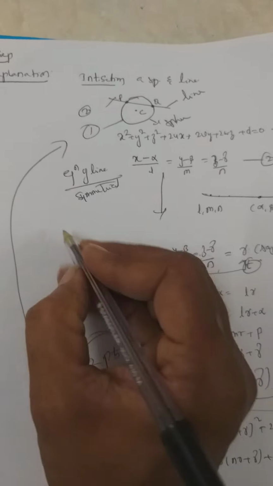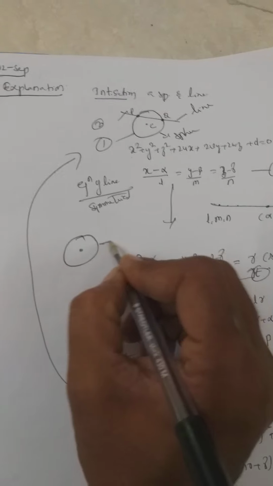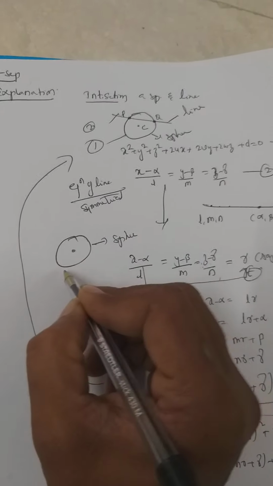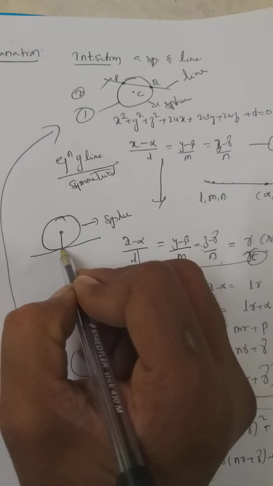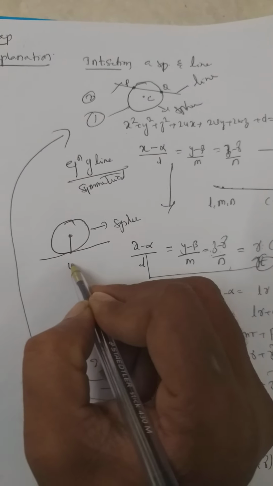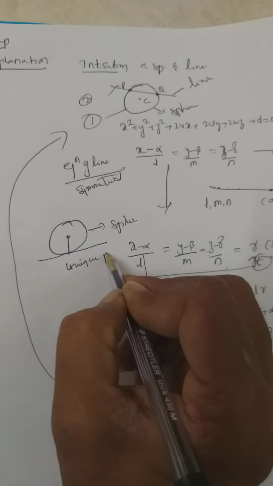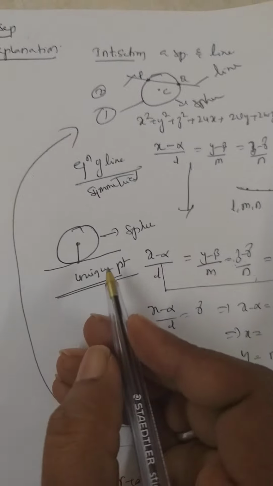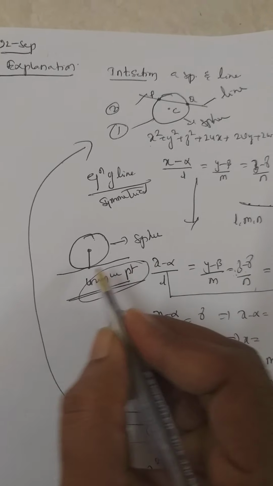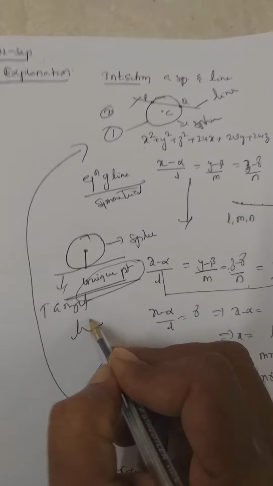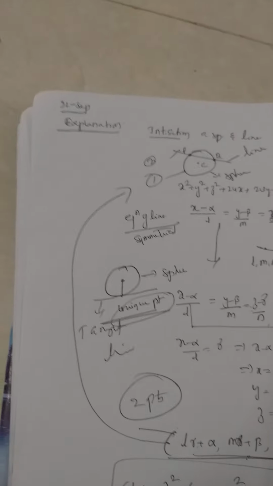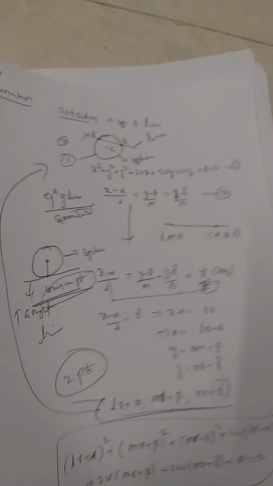Right? Suppose this is a given sphere, and this is a line. If the line intersects the sphere at a unique point, then that line becomes a tangent line. Right? That line becomes a tangent line. Right. Now, what is the equation of a tangent line?